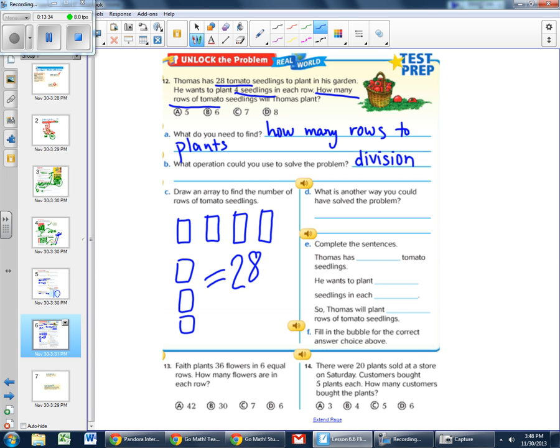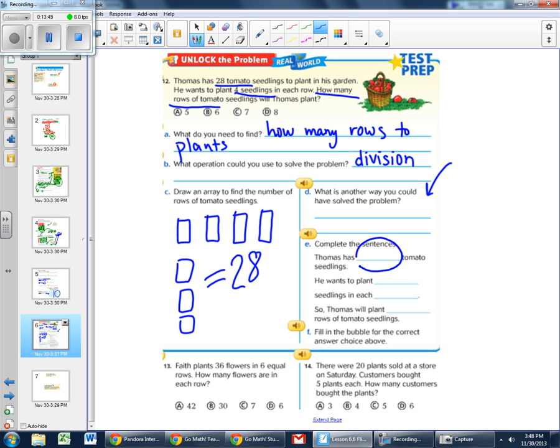What is another way you could solve the problem? Think about our lesson before. You could use repeated subtraction. You could use a bar model. You could use your acting out where you're drawing them. Okay, and then complete your sentence.